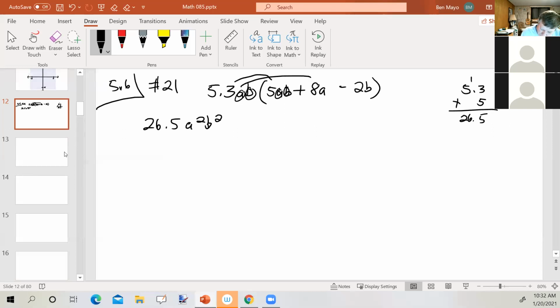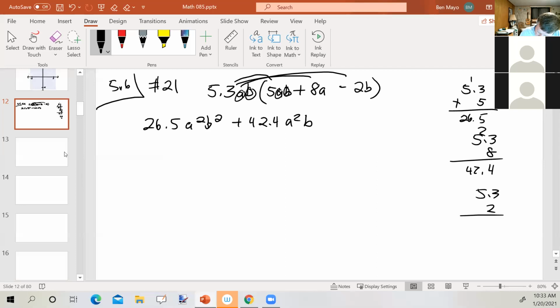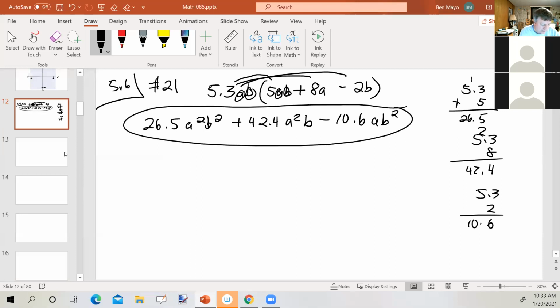Then 5.3 AB times 8A. 5.3 times 8, 24, carry the 2, 40. So we get plus 42.4 A squared B. And then finally, 5.3 AB times minus 2B. 5.3 times 2 is 10.6, but it's going to be minus 10.6 AB squared. So there's the final answer for that problem. Any questions from anybody on that one?